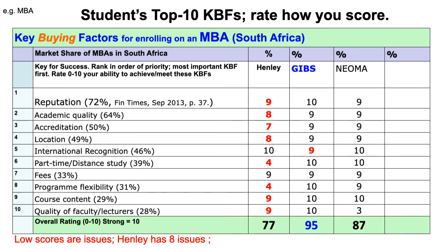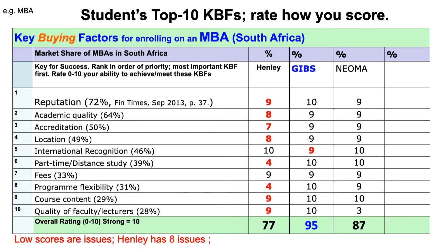And this is how we do an advanced SWOT analysis. We write down in order of priority our top 10 key buying factors of customers, and we rate ourselves versus our competitors. And here, if you've got a low score versus a competitor, that is an issue, or we call it a weakness. Where you have scored higher than your competitor, that would be a strength.